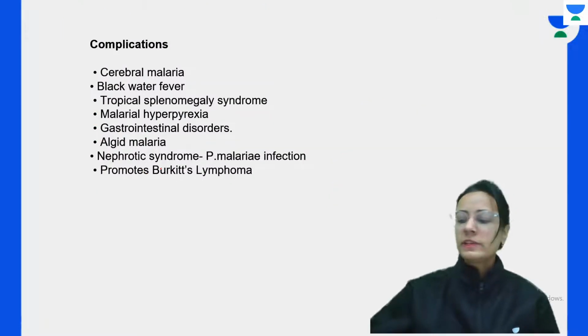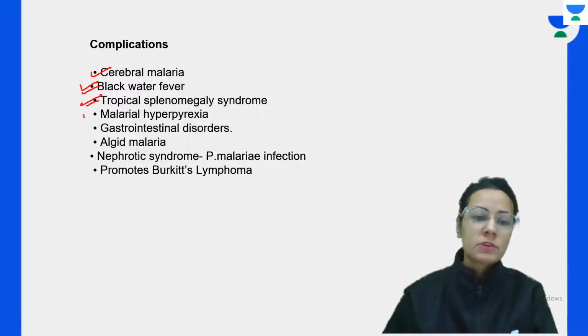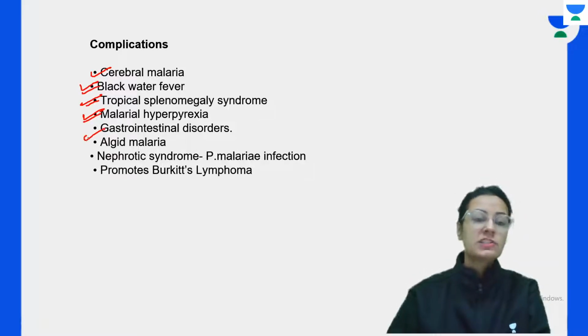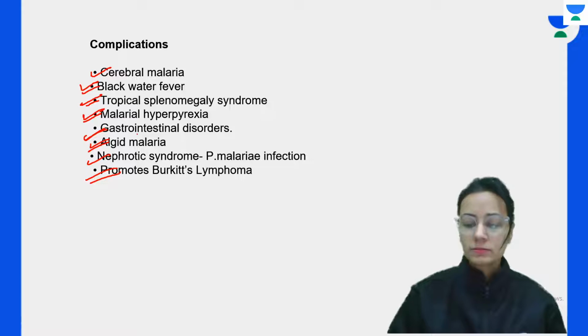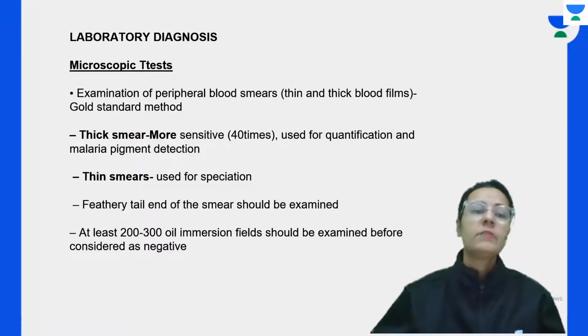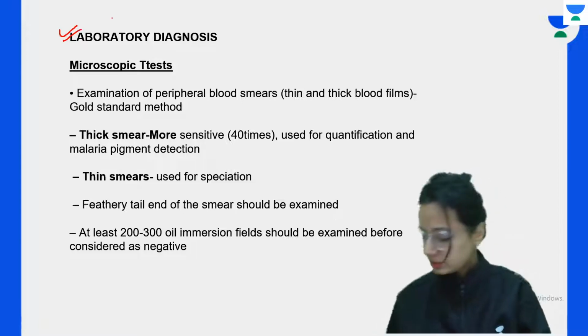What are the complications? Complications are cerebral malaria. Then we have blackwater fever, tropical splenomegaly syndrome, malaria hyperpyrexia, GIT disorders, algid malaria, nephrotic syndrome, and it promotes and aggravates Burkitt's lymphoma.